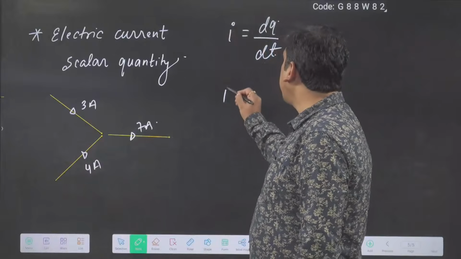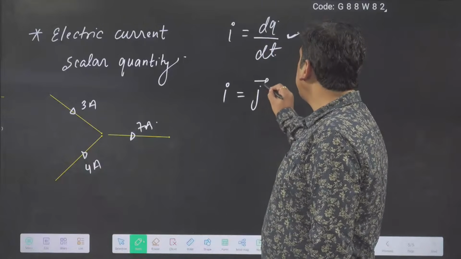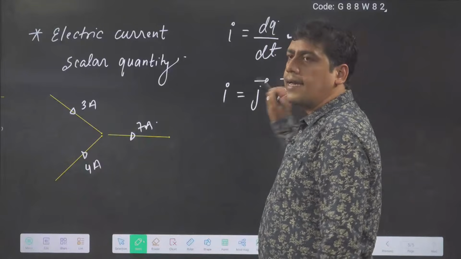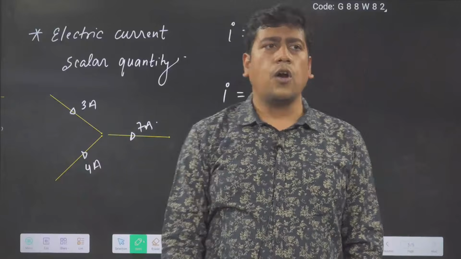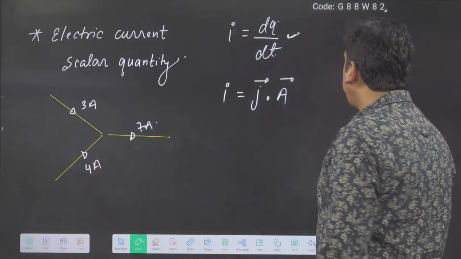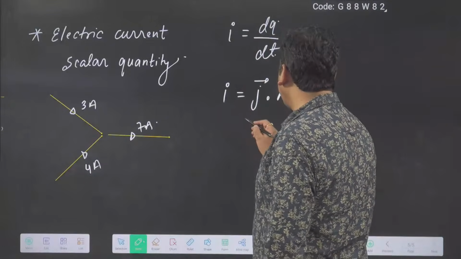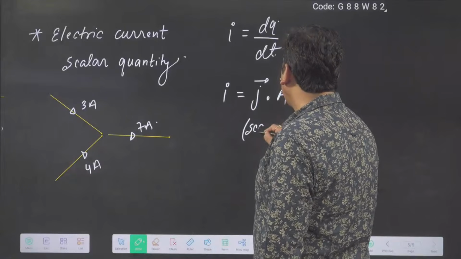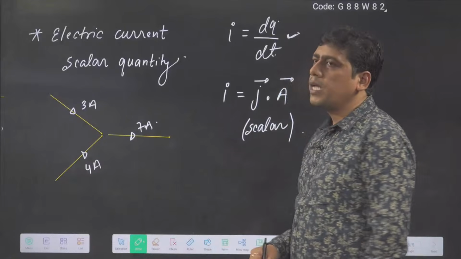Or it is also defined as the dot product of current density and area vector. Dot product of current density and area vector, and dot products, I will tell you, are supposed to be a scalar.